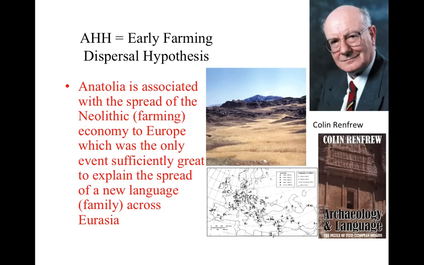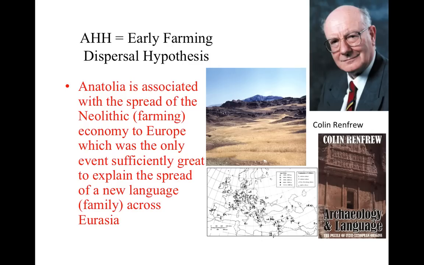believes that the Indo-European languages began in Anatolia. That's the fancy ancient name for Turkey. Anatolia is associated with the spread of farming, the beginning of the Neolithic economy to Europe. And in this particular argument, farming and the spread of farming is looked upon as the only event sufficiently large, sufficiently great, important, to explain the spread of a language family as large as Indo-European. And the logic of this is fairly transparent.